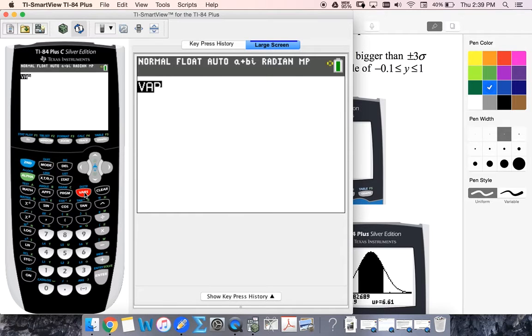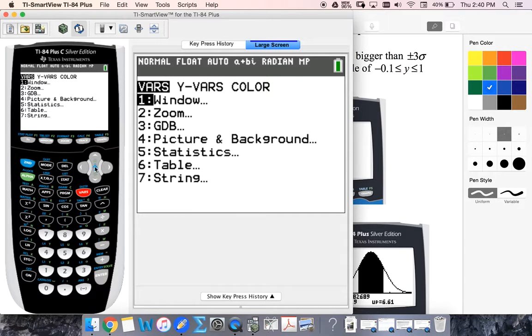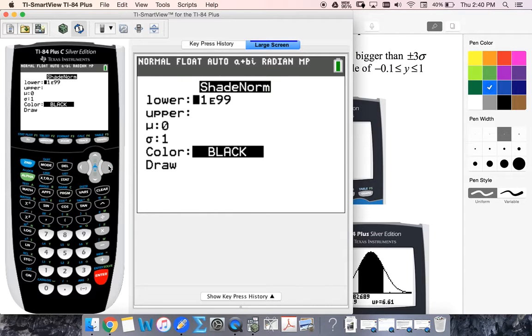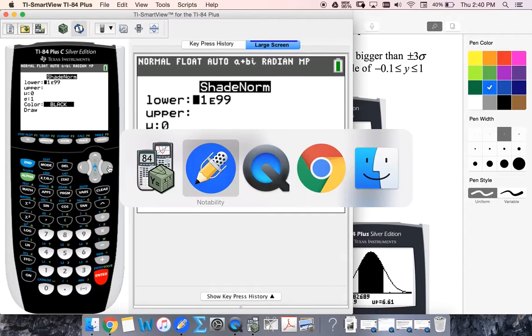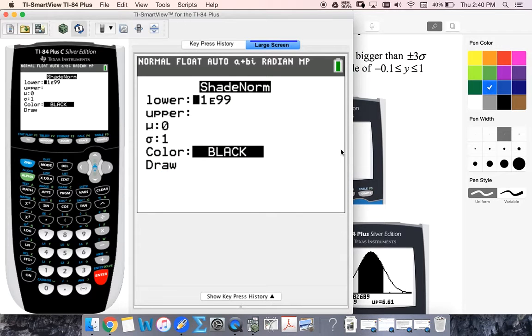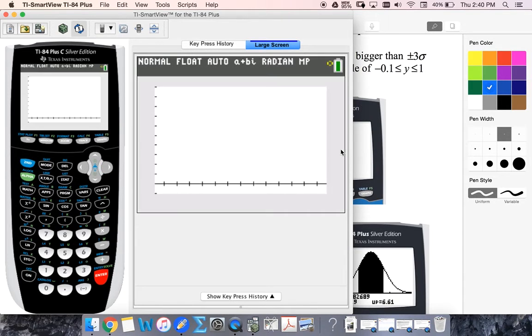I'm going to go back to my distribution. Distribution, second. And I'm going to draw. So I'm going to shade a normal distribution. Okay, let's do the first example again. So that one was 6.19 to 6.61. 6.4, 0.21. If you have a color calculator, all different kinds of colors you can pick. I'm going to say draw.